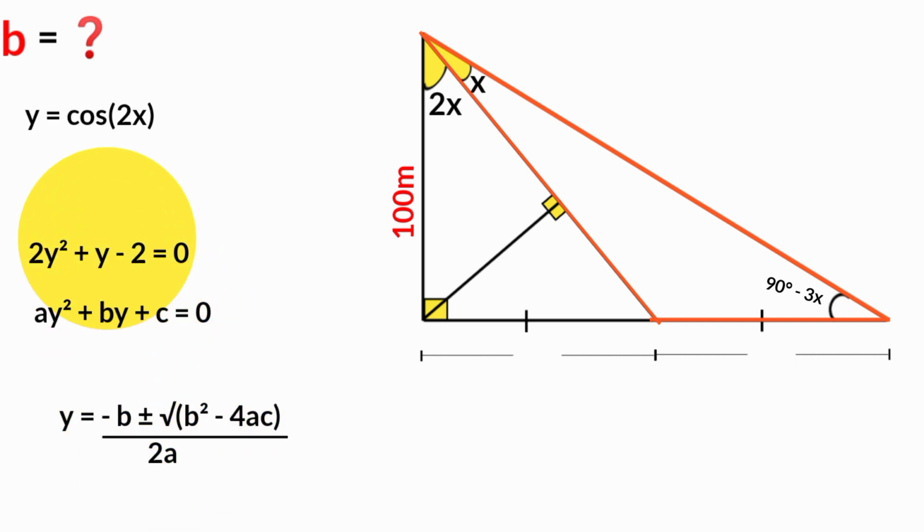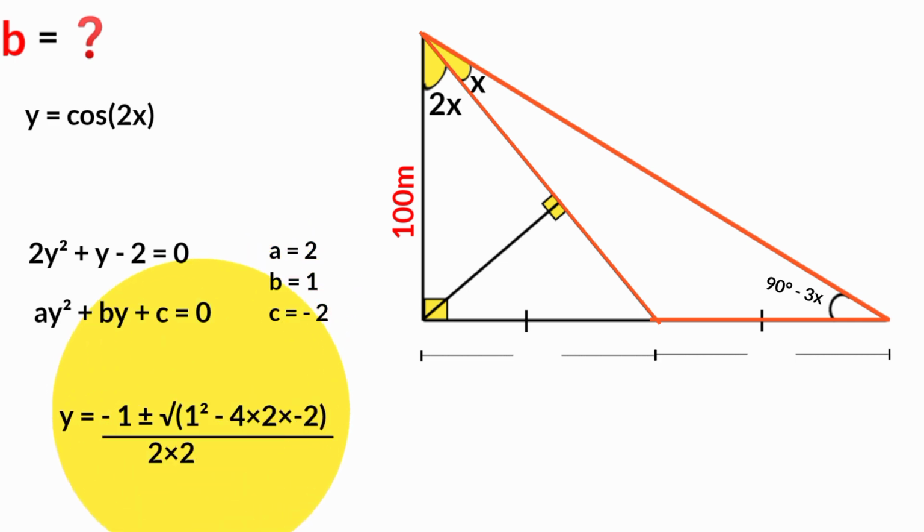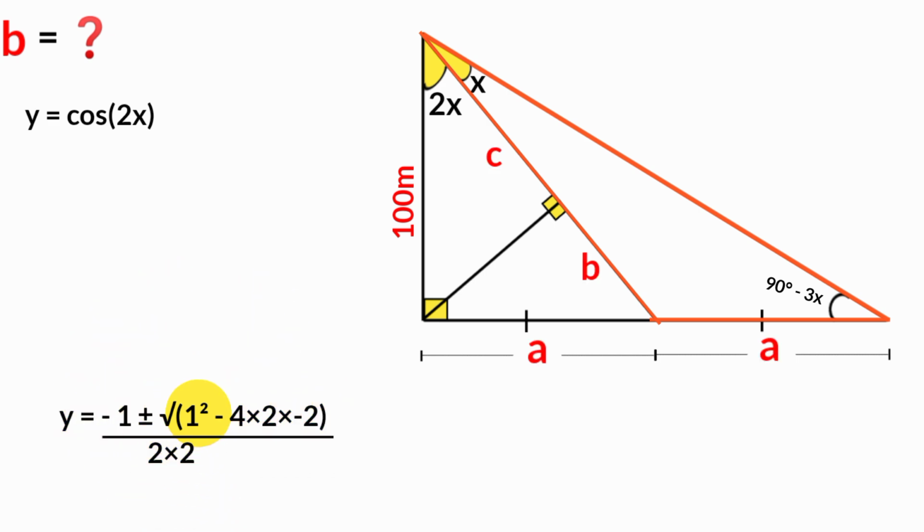So comparing this equation with this, we can obtain that a equal to 2, b equal to 1, and c equal to minus 2. Substitute these values here. Now y equal to minus 1 plus or minus root of 1 squared minus 4 times 2 times minus 2 all over 2 times 2. 1 squared is 1. Minus 4 times 2 is minus 8. Minus 8 times minus 2 is plus 16. 2 times 2 is 4.